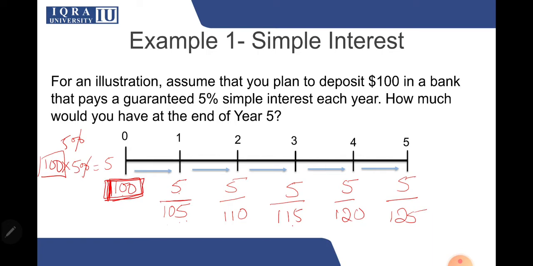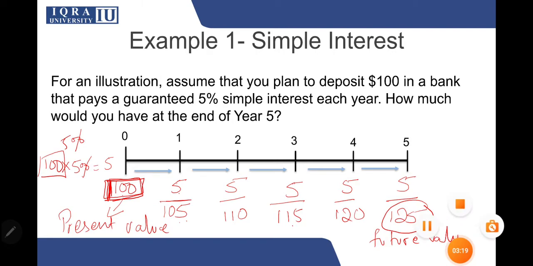So over here this 100 represents present value. You call this your present value, and this 125 actually represents your future value because it's a value you will get in the future. Now in simple interest, so this is clear. What does it mean? That you will get interest only on the original amount and there is no interest on interest. Now we will look at the concept of compound interest.